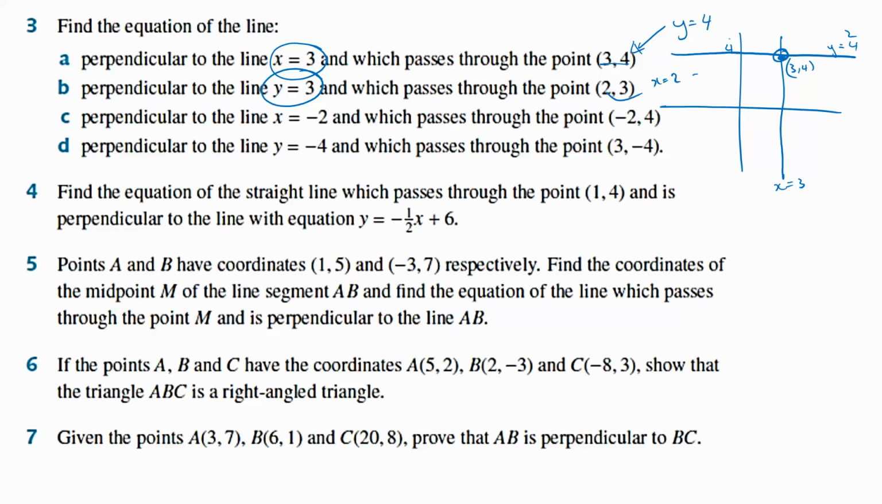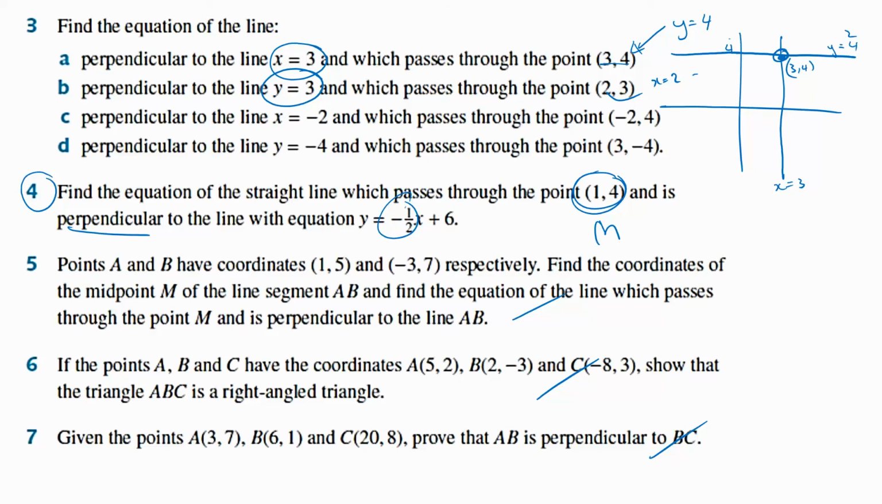Find the equation of a straight line that passes through a point and is perpendicular. So you just need to make sure negative a half times something equals negative 1, and you get the gradient. Once you've got the gradient and a point, you can find out c, and you get the equation. So that's all the same as exercise 2C. Same thing with this one. This is the same as the last example I did.